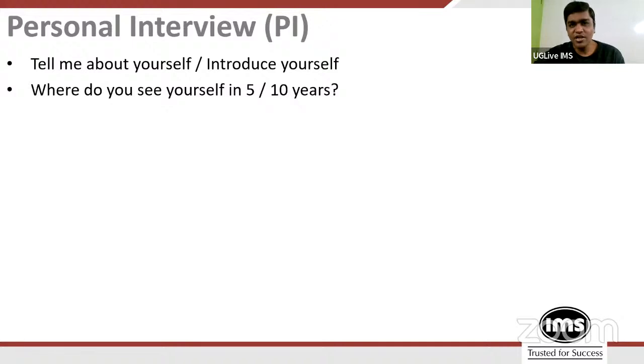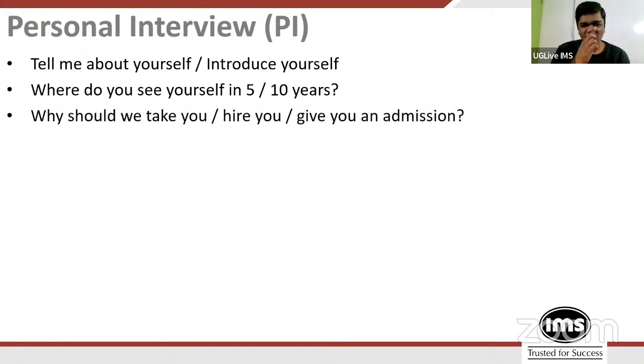So that's probably about it when it comes to the short-term and long-term goals. Short as in really short, 5 years, they're not dumb enough to ask you. So you can just forget about that part, okay? Take you, hire you, of course, is for jobs, etc. Why should we admit you?